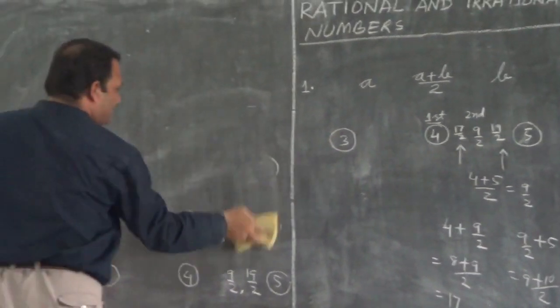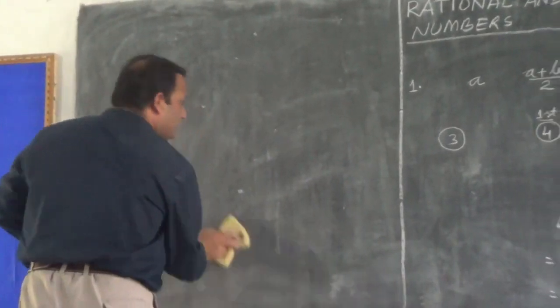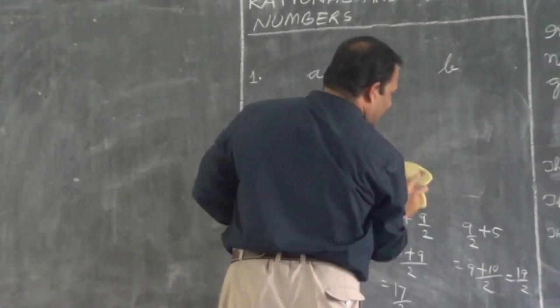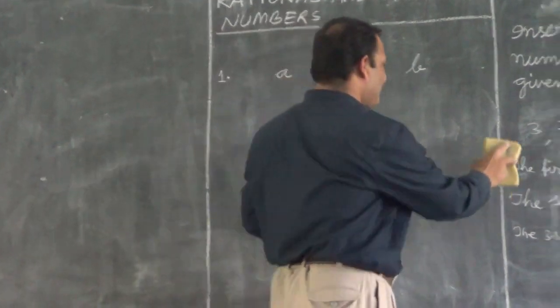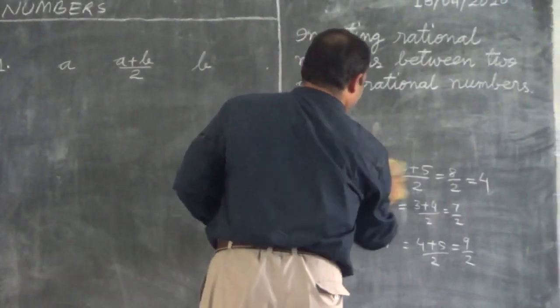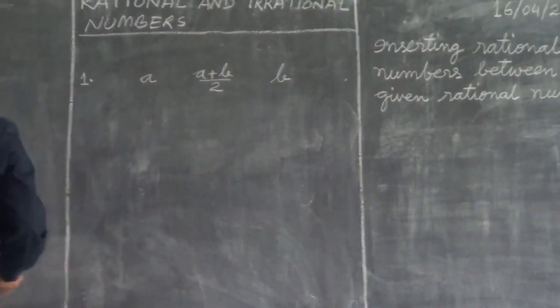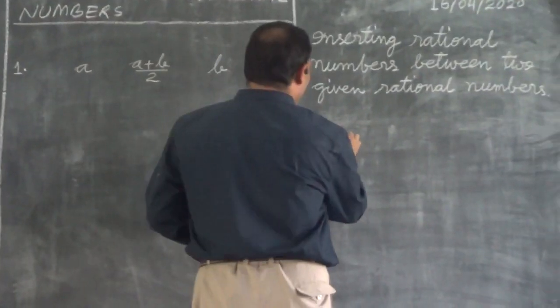We will take one example of a fractional type of number and do that. Insert 3 rational numbers between two given rational numbers. Here we have taken whole numbers. Here, take two fractional type of numbers. My suggestion will be to do it this way.